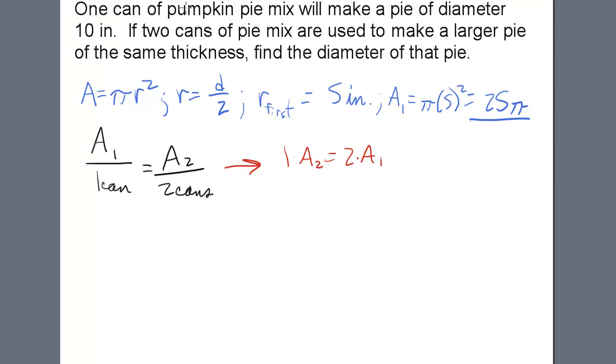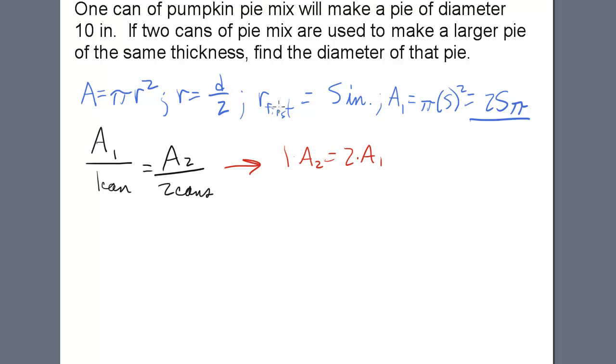Okay, so for the sample problem, we have 1 can of pumpkin pie mix used to make a pie with a diameter of 10 inches. If 2 cans of pie mix are used to make a larger pie of the same thickness, find the diameter of that pie. So we're going to use this equation, area equals pi r squared, and remember radius is diameter over 2.